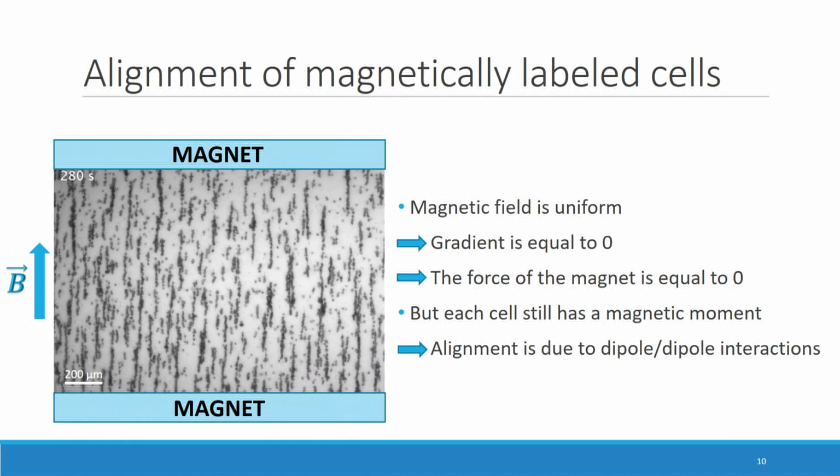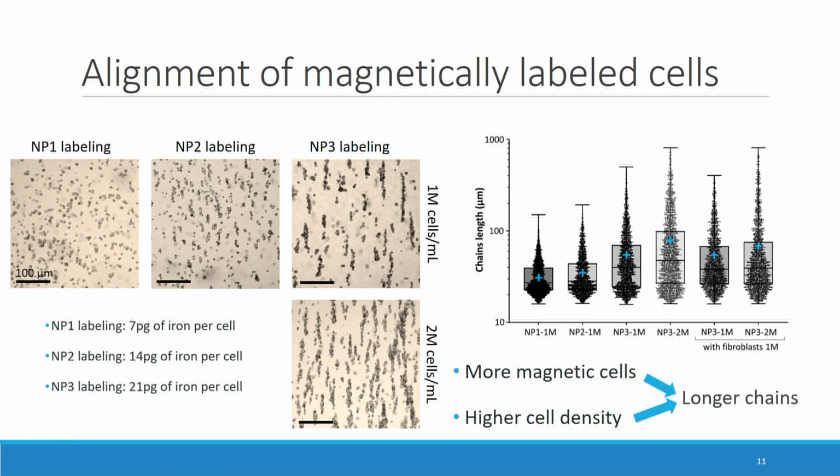And we can even control this alignment, and more specifically, the length of the chains we create. First of all, if we look at different labelings from 7 picograms to 21 picograms of iron, we can see that the more magnetic the cells, the longer the chains we create. We can also play with the cell density, and the higher the cell density, the longer the chains we create. And as you can see, these cell chains go from a few tens of microns to several hundred microns, and under optimal conditions, they can even reach 1 millimeter.